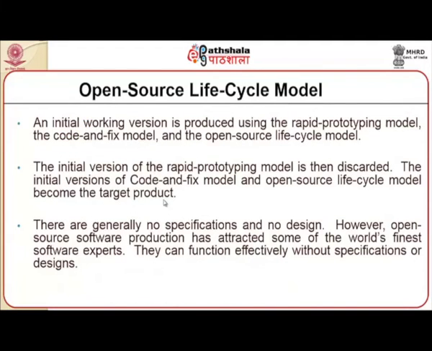So an initial working version is produced using the rapid prototyping model, the code and fix model, and the open source lifecycle model. The initial version of the rapid prototyping model is then discarded. The initial versions of the code and fix model and the open source model become the target product. There are generally no specifications, no design. However, open source software production has attracted some of the world's finest software experts. They can function effectively without specifications or design. And today's generation, most fortunately, prefers to go in for an open source lifecycle model.